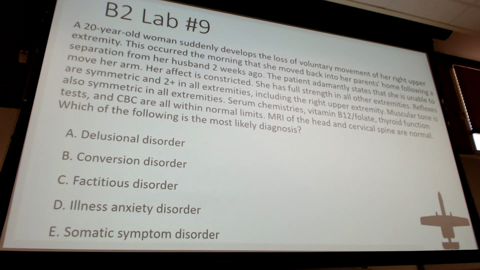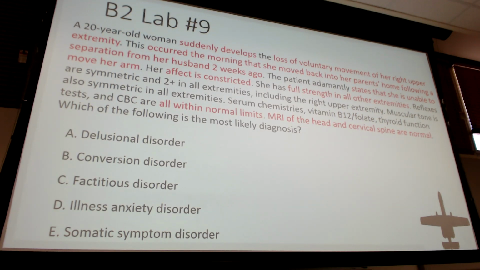Loss of voluntary movement of the upper extremity. All right, what did we just talk about? What comes to your mind right now? They said the word voluntary. What else did we just talk about with voluntary? Yep. Describe the symptom that we need for conversion disorder. Voluntary, sensory, motor. Yep. Trace back to a psychological event. Is there a psychological event here? Yes. Separated from her husband two weeks ago.